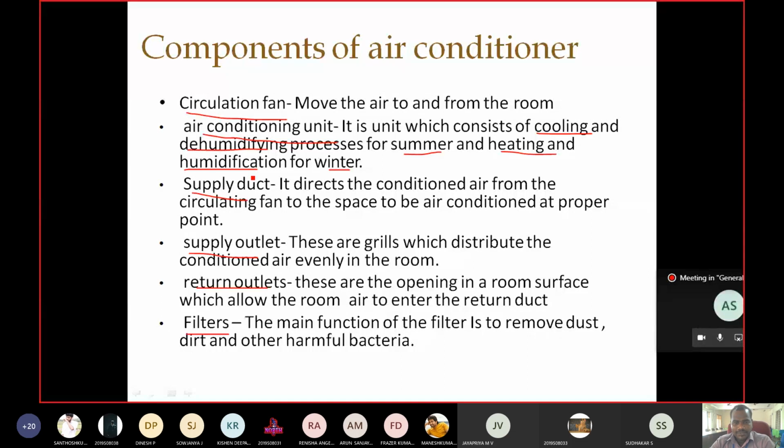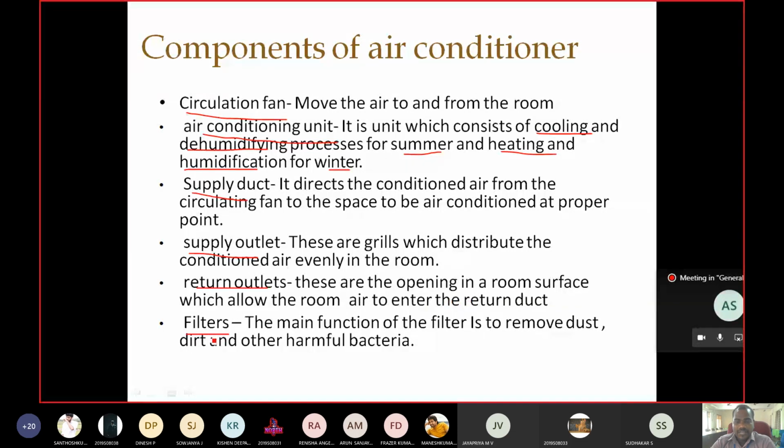With the supply duct, wherever you want, we can take it. Just imagine a big mall, a hypermall, right? Wherever we want, we can take this supply duct to give the outlets. Then the supply outlets are the grills which distribute the conditioned air evenly in the room. We also need return outlets. These are the openings in the room surface which allow the room air to enter and return to the duct.